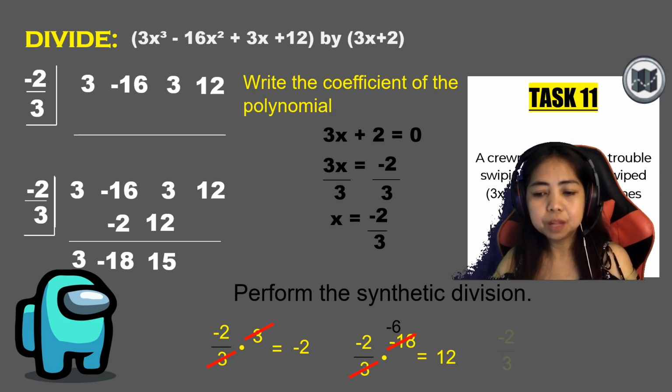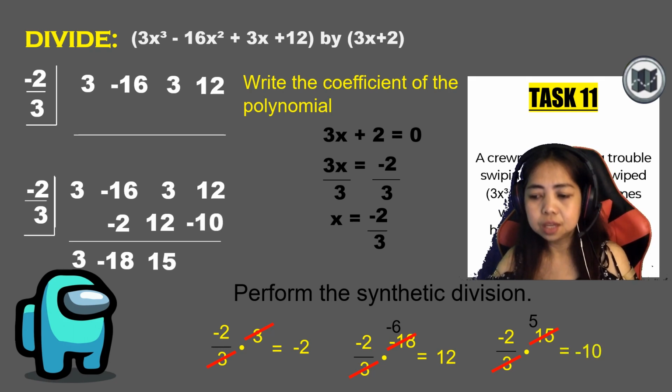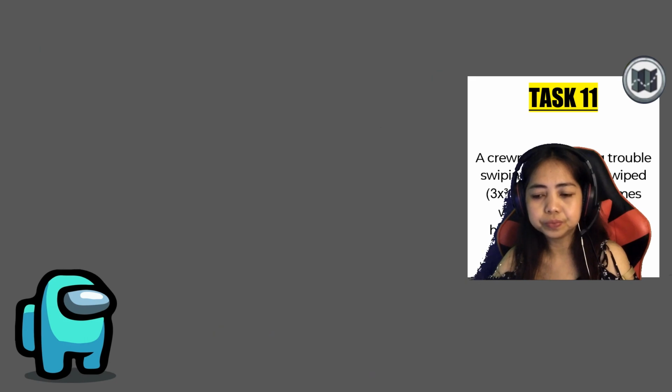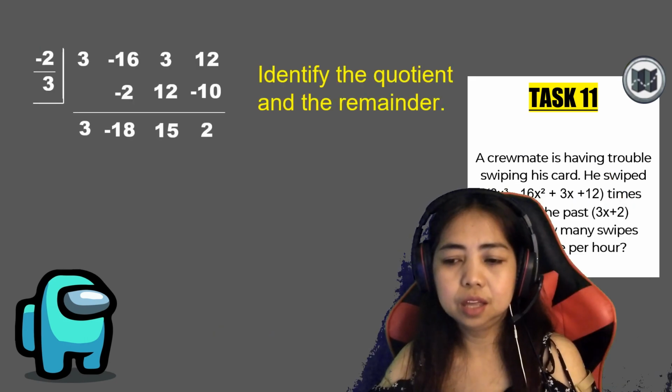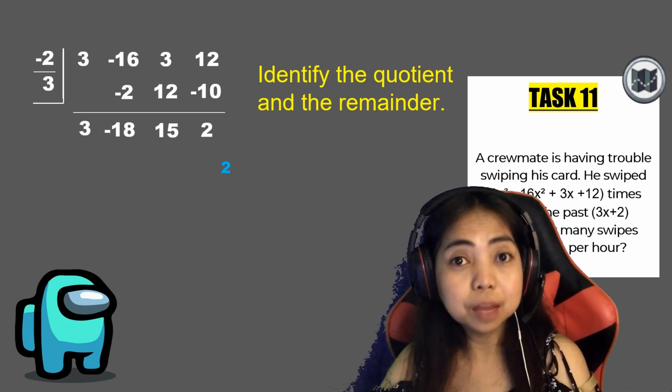And then, multiply naman natin yung negative 2/3 times 15. Divide by 3. Cancel na yun, 1 na yun. 15 divided by 3 is 5. And then, we multiply. Negative 2 times 5 is negative 10. Lagay natin doon sa ilalim ng 12. So, magkaiba ng sign, subtract. 12 minus 10 is positive 2. Ginaya ko na lang ulit. At yung 2 yung ating remainder, 'di ba?